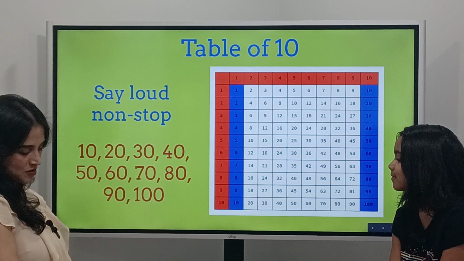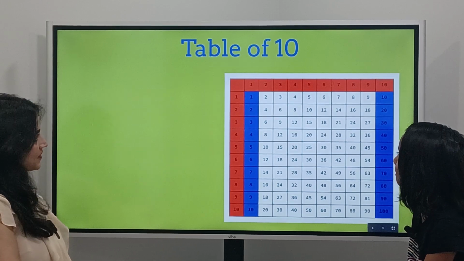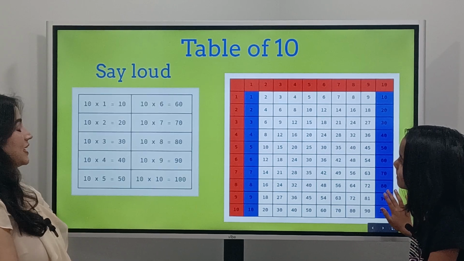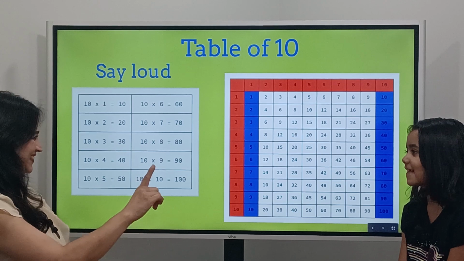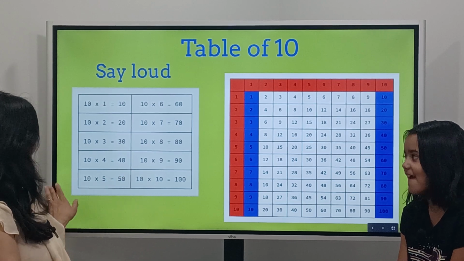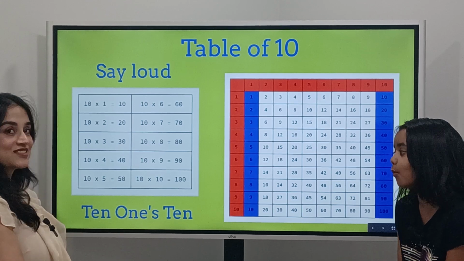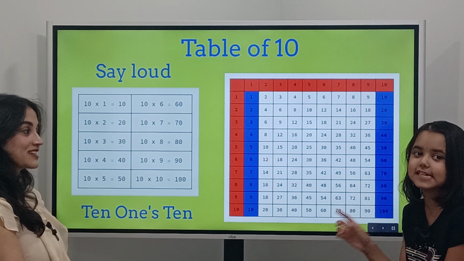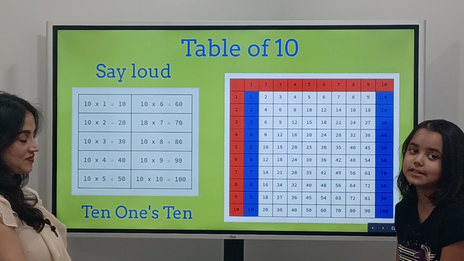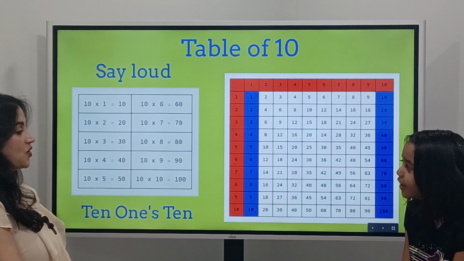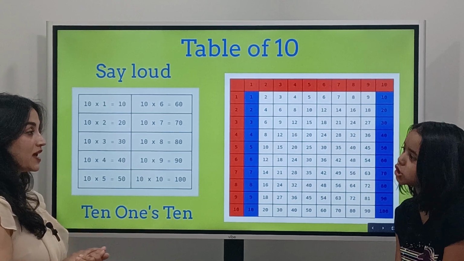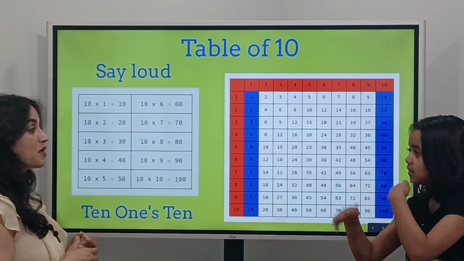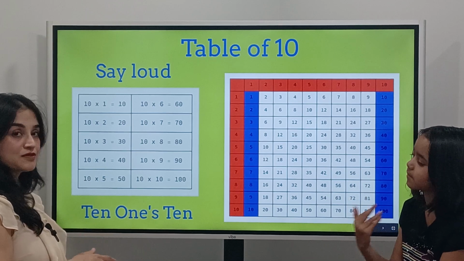Okay, good. Can you move to the next slide? Okay, table of 10, continue. So say it loud. 10 ones are 10. The S is pronounced as a Z. 10 ones are 10, 10 twos are 20. It's good to memorize this way, like 10 ones are 10. Then it will help you to memorize faster and more easily.